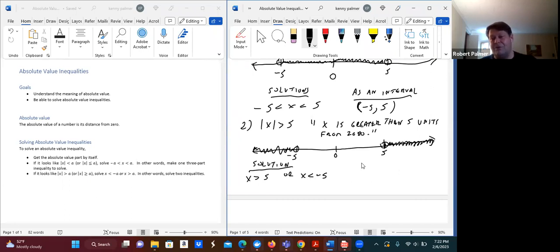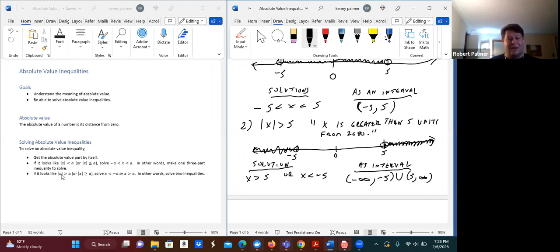And then as an interval, we write this as -infinity, this first one, -infinity to -5. Parentheses here, of course, for infinity always. Here, parentheses because we used less than. And then this interval goes from 5 to infinity, parentheses in both, and also the union symbol.